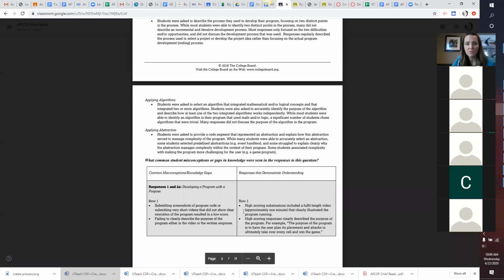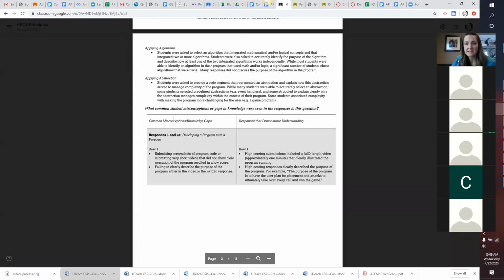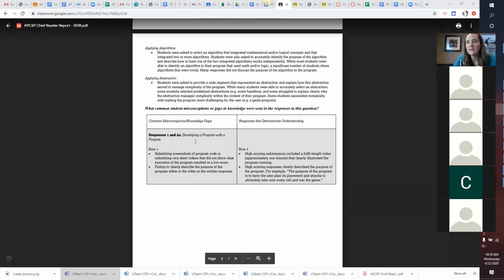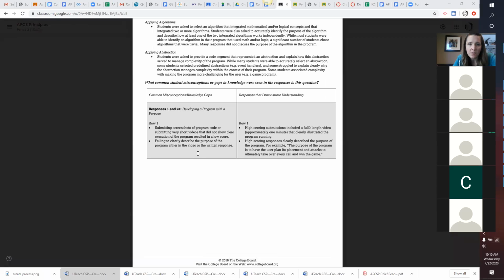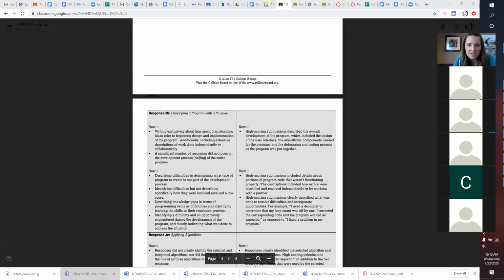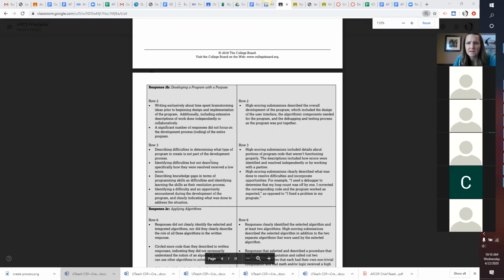Something else I wanted to share with you from the report is they actually break down for you common misconceptions or knowledge gaps for each one of the responses. And then they give you some guidance on what would it look like to have a really high scoring response. So just looking at question, let's go to question 2B, because a lot of you asked me about this already.